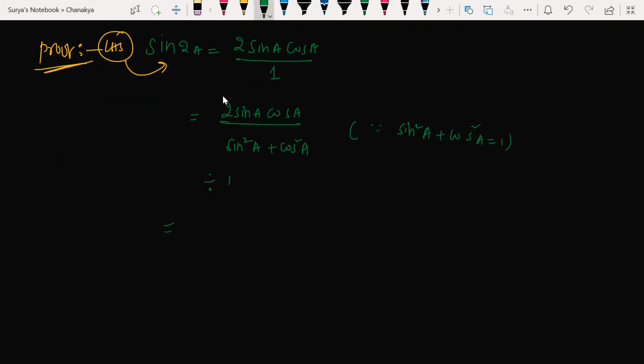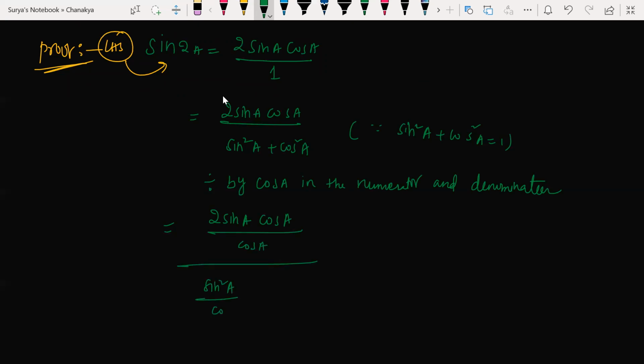Sir, can we write it by dividing by cos A in the numerator and in the denominator? So what is going to happen now? Check. Look at this. Whole divided by... Do I need to divide with cos A or cos square A? I think cos square A. We have to divide by cos square A, in the numerator and denominator.